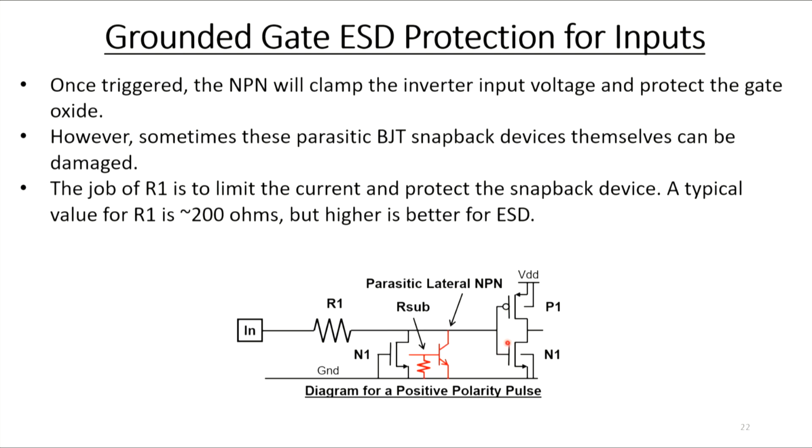However, sometimes these parasitic bipolar transistors and the snapback devices themselves can be damaged. So that's the job of R1 here. It's in there to current limit and protect the snapback device, so you don't cram too much current through it and end up destroying it. Now, a typical value for R1 might be 200 ohms, but higher, of course, would be better from an ESD standpoint. If your input can take 5K, 10K, 100K, that's great if you can stick a big resistor in there, but you might not be able to do that from a specification standpoint.